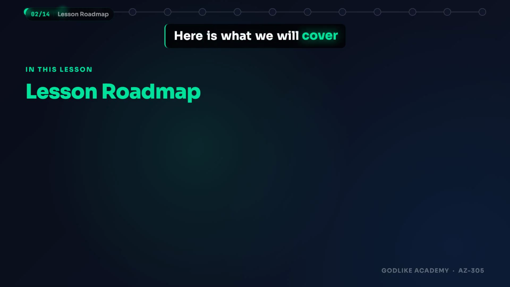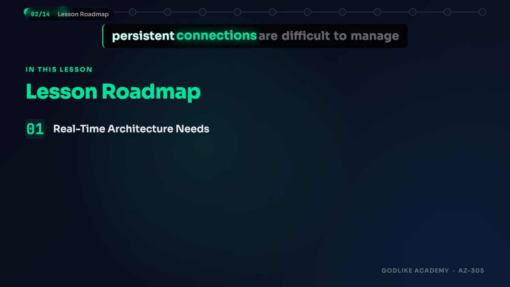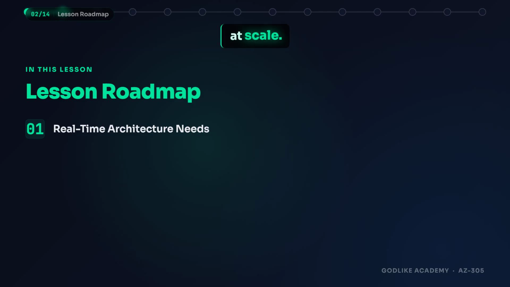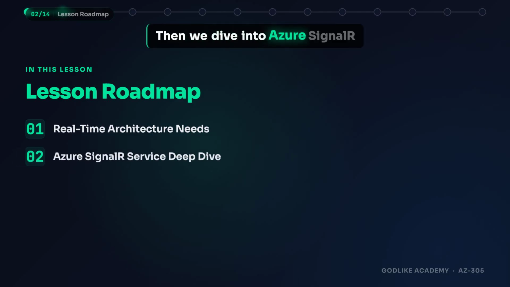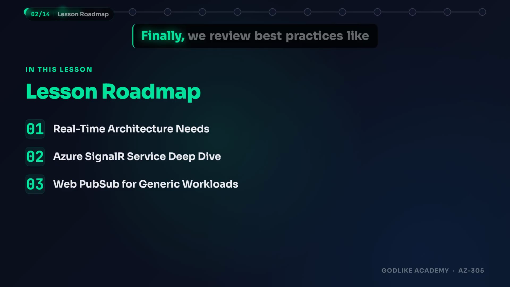Here is what we will cover to master real-time solutions on Azure. We start by understanding the core problem with traditional HTTP and why persistent connections are difficult to manage at scale. Then we dive into Azure SignalR Service, looking at its .NET integration and code patterns. Next, we examine Web PubSub for language-agnostic scenarios. Finally, we review best practices like serverless modes and common pitfalls to avoid during your design.